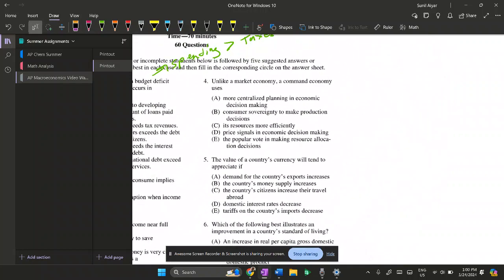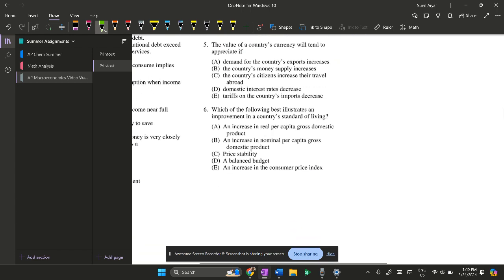Command economy is basically run by government and everything is owned by the government, whereas market economy is private ownership or private business. Okay, so let's find which one does that. Popular vote, nope. Command economy is the opposite, and these three don't seem like they show anything related to an economy, command versus market. More centralized planning is basically government.